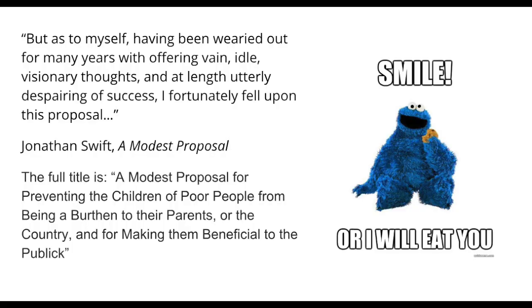Little side note here, which I think provides context, is that the actual full title for A Modest Proposal is A Modest Proposal for Preventing the Children of Poor People from Being a Burden to their Parents, to the Country, and for Making Them Beneficial to the Public. Why is that important? Let's contextualize it further. Swift is writing at a time period when there's a lot of famine going on in Ireland and people cannot feed their children. So what do you do with these children?